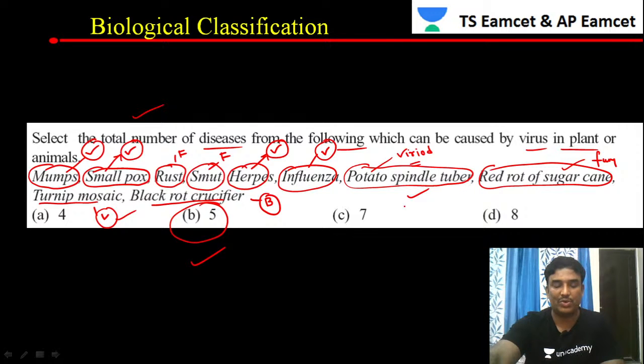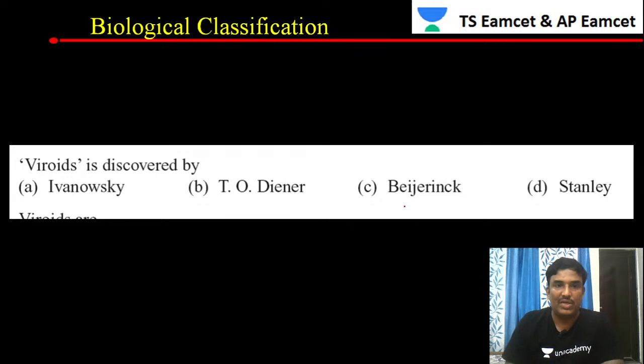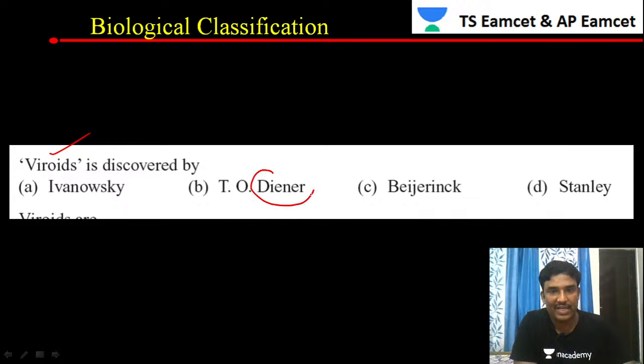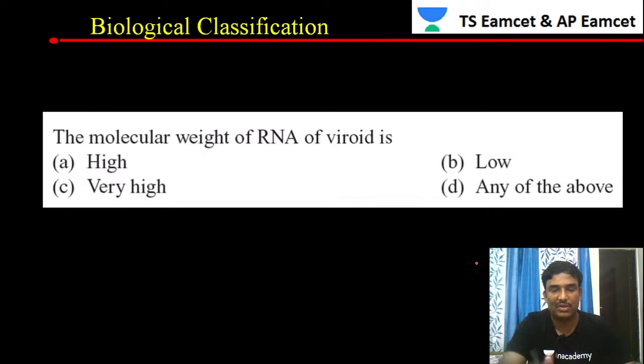Okay, let's move to the next question, students. Next, viroids. Just now we were discussing viroids. Viroids were discovered by the scientist Diener. Diener is the name of the scientist who discovered viroids.